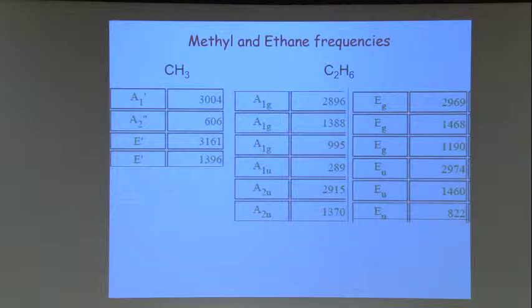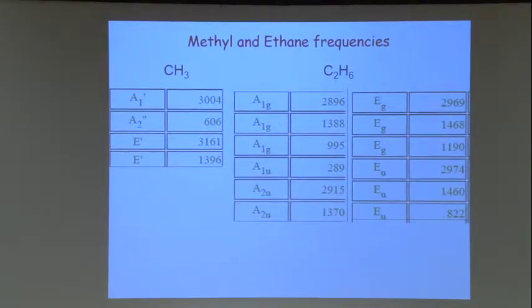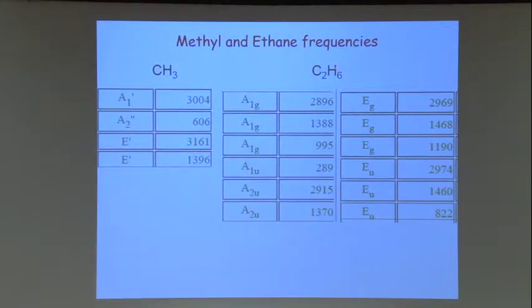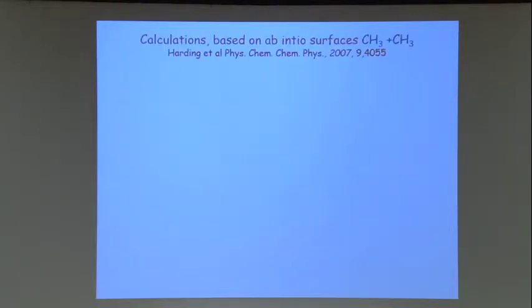The same thing applies to, say, methyl plus methyl. So here's the methyl radical coming in to form C2H6. And these frequencies here are going to be transformed into these frequencies here. And you can do exactly the same sort of analysis of correlation as we did in the last one.